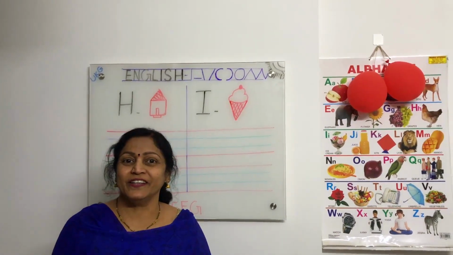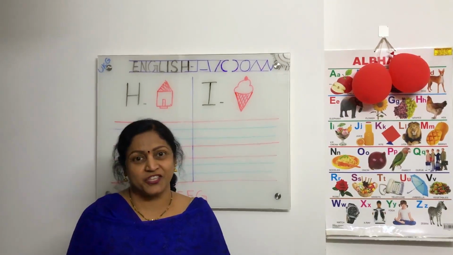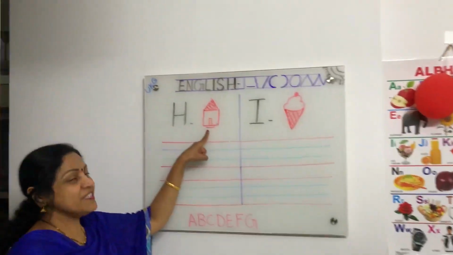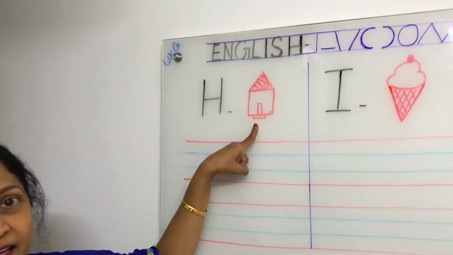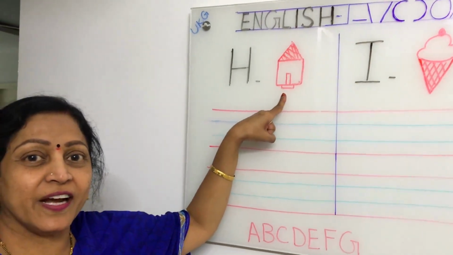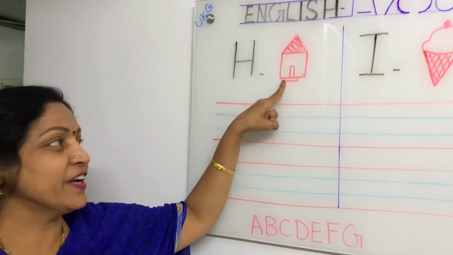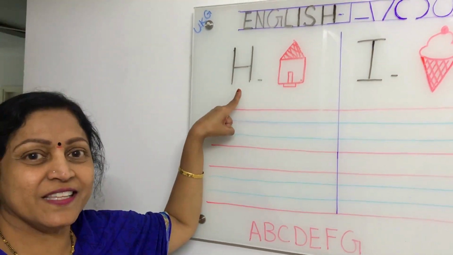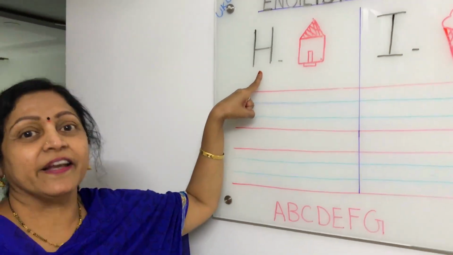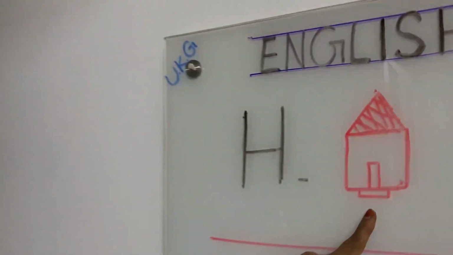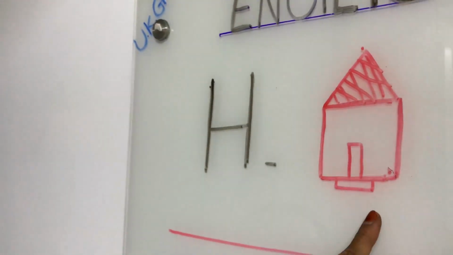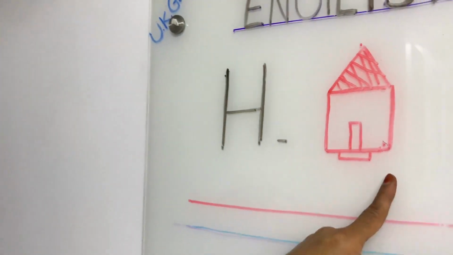Now what we are going to learn? We are going to learn the letter H. See here children. What is this? This is hut. What is the first letter of the hut children? H. So, what is this? This is capital letter H. Hut. H says hut. H for hut.